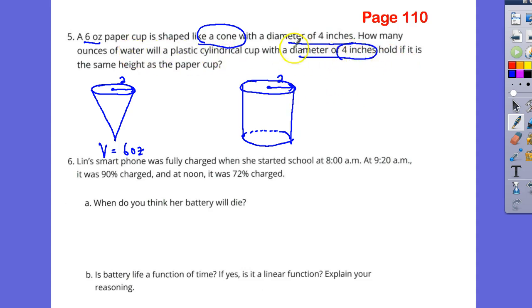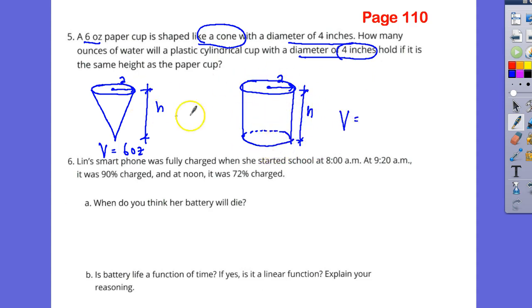So let's see. How many ounces of water will a plastic cylindrical cup with a diameter of 4 inches hold if it is the same height? So it's the same height as the paper cup. So say this is H. This is also H. So what will be the volume of the cylinder? That's what they're asking you. So the volume of this is what we're looking for.